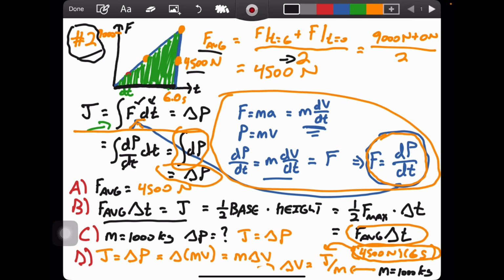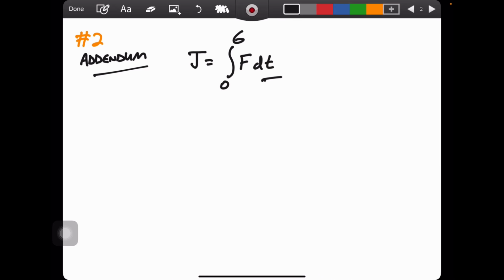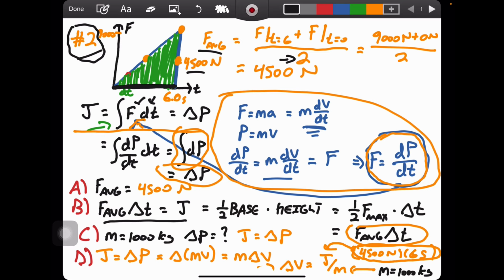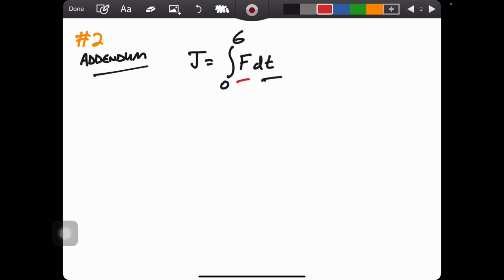Again, this is an addendum to the problem that I worked out, where I showed you a graphical depiction of force versus time. So going from 0 to 6 is like going along this horizontal axis, where you can imagine that you have a bunch of these green rectangles. The width of each of those green rectangles is dt. That's what you see right here. And the height of each of those rectangles is going to be what the force is at various points along this graphical depiction of force. That's what you have right here.